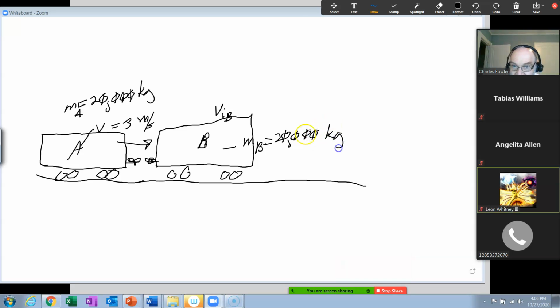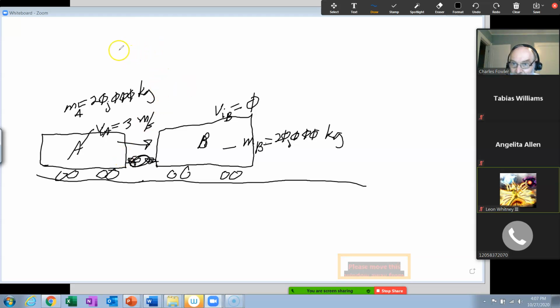They're identical. The difference is the initial velocity of B is 0 because it's at rest. This is the initial velocity of A, that's 3 meters per second to the right. Now, when they collide, they couple with each other, meaning they stick together. So they couple. What is the resulting speed of the combined cars?